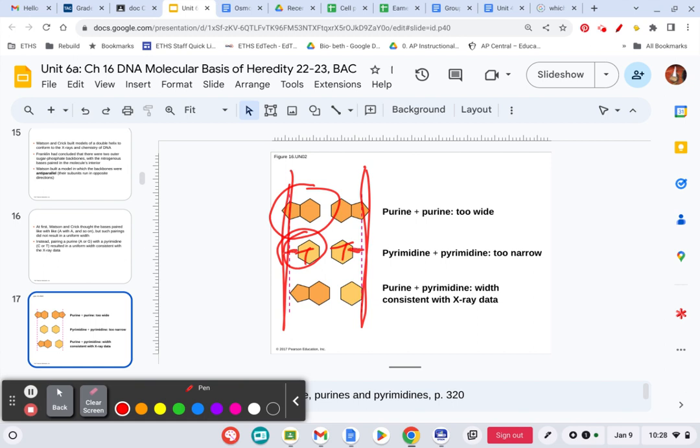But if it's that distance, then there was too much space here. So that wouldn't work. And say you did adenine with adenine, they were too wide. They kind of bumped out here beyond the width. So that couldn't be. But if you used an adenine with a thymine, it was just the right distance.